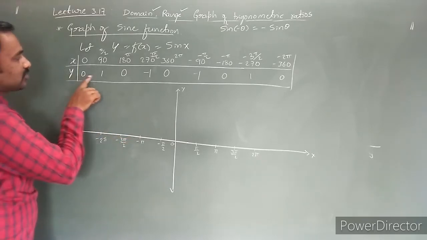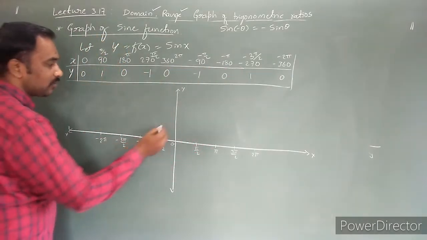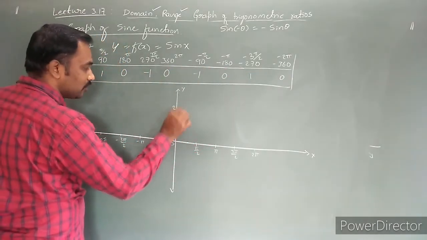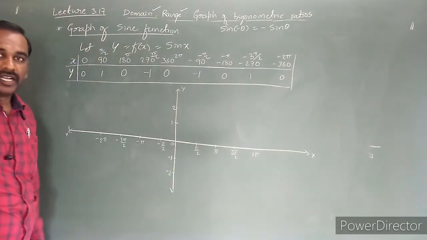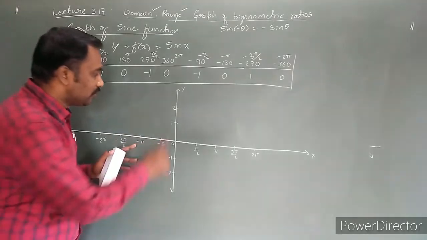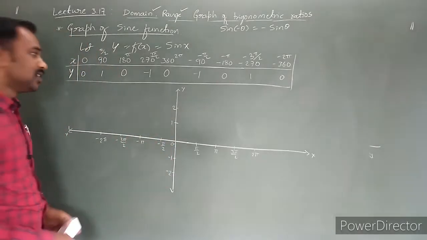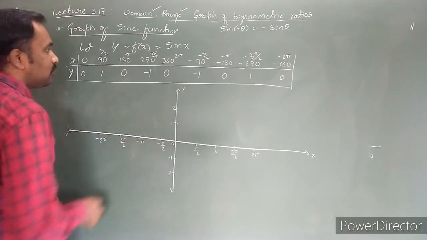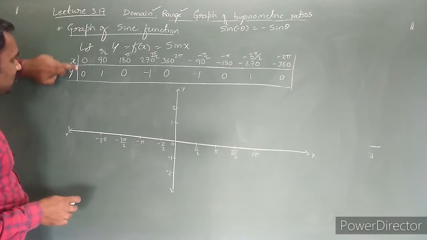On the y-axis, observe the y values. What are the y values? Plus 1, 0, plus 1, 2, 0, minus 1, and minus 2. We already know the range of y values is only from minus 1 to plus 1. Now plot the points. What will we get? Plot the points. How to plot the point? X comma y. 0 comma 0.